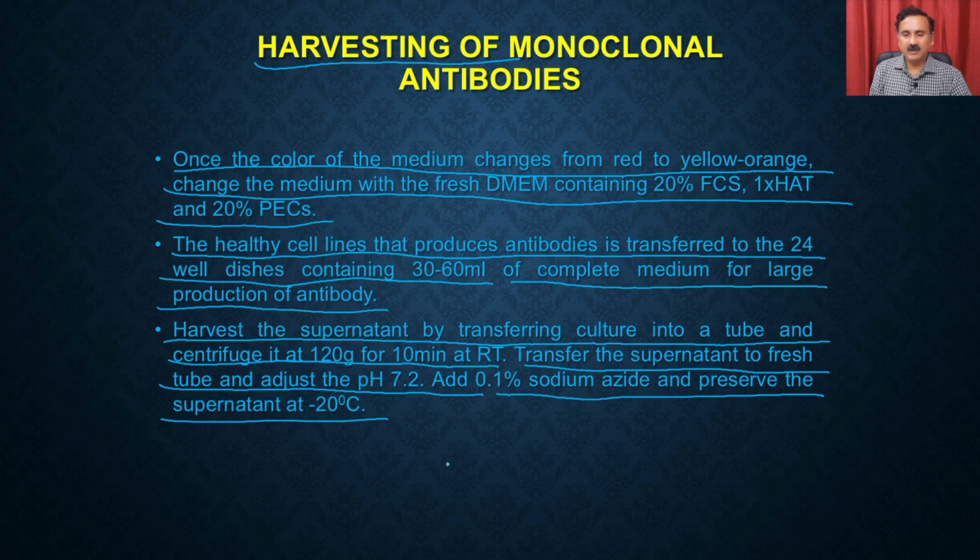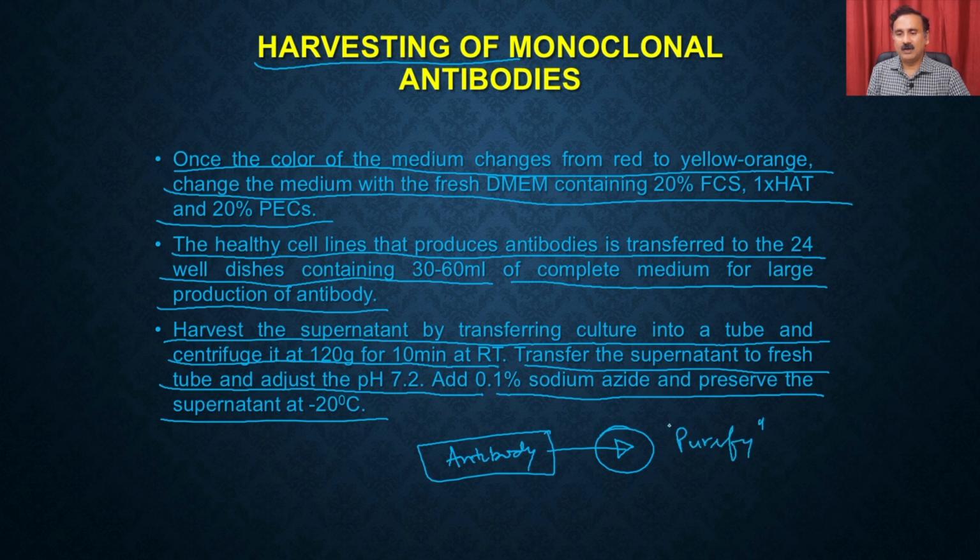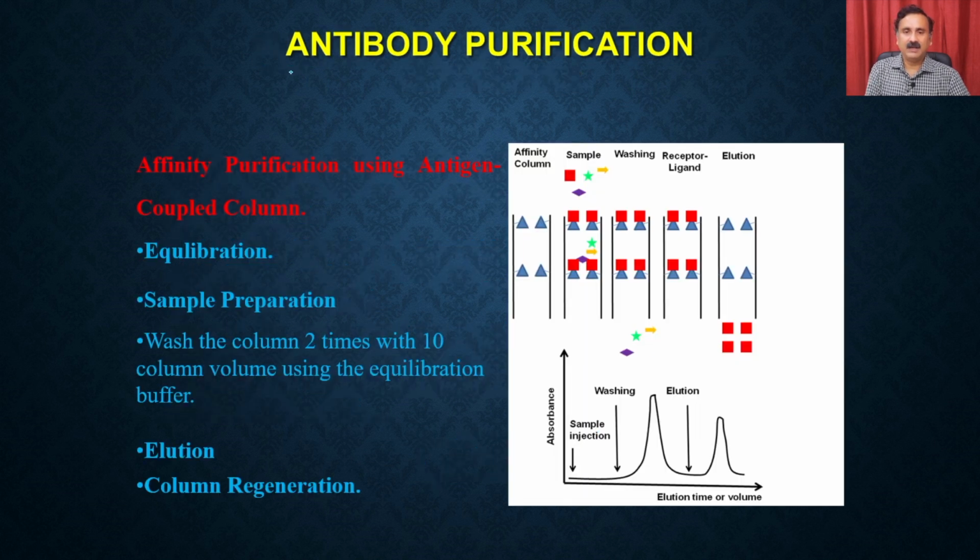Now, once you have produced the antibodies, you also need to purify the antibodies so that you can use only the antibodies, not the other biomolecules. When you have the antibodies being produced in this system, you are going to have the antibody and other biomolecules like the cell culture components and all that. So you have to purify these antibodies for other biological applications. How can you do the antibody purification?